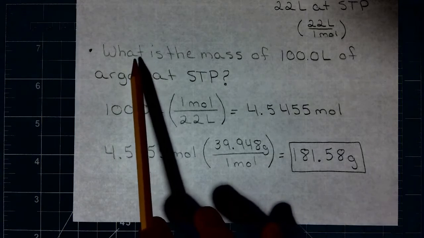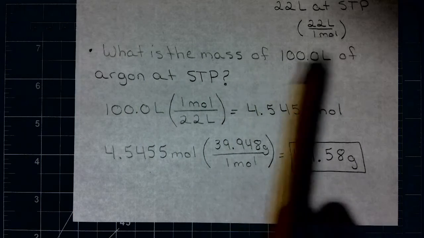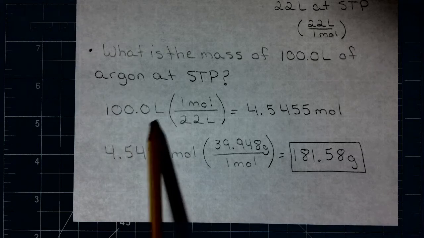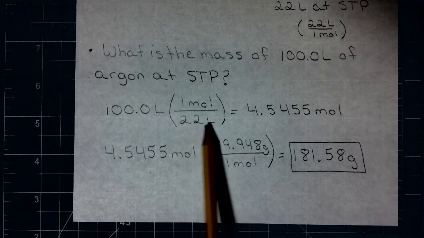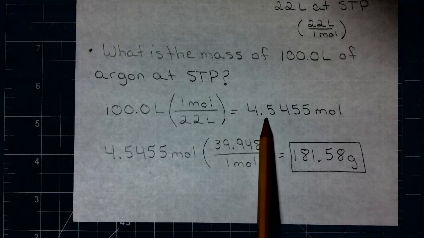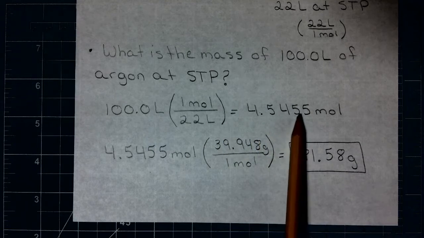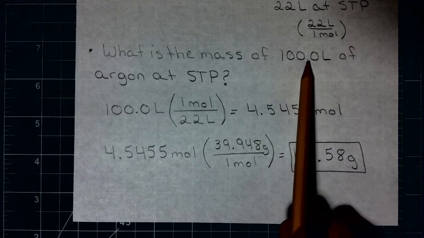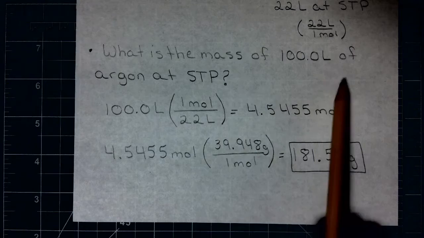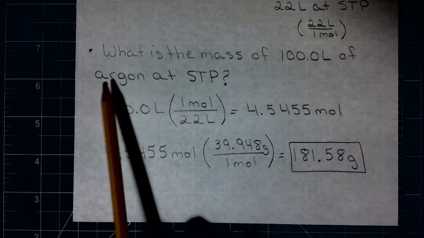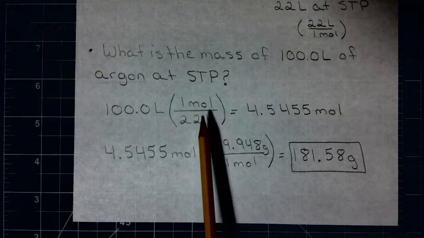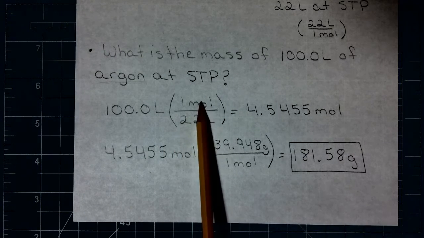In this question, we're asking, what is the mass of 100 liters of argon at STP? So if we have 100 liters, we divide that by 22 liters for every 1 mole, and we get 4.5455 moles in that 100 liters. Do recognize that when we're making the approximation of a gas as an ideal gas, it doesn't matter which one we had, whether it's argon here or nitrogen up there, we're still going to say it has 22 liters for every 1 mole.